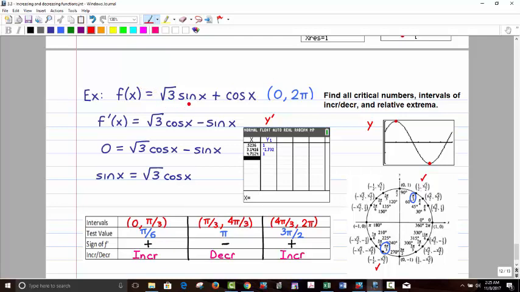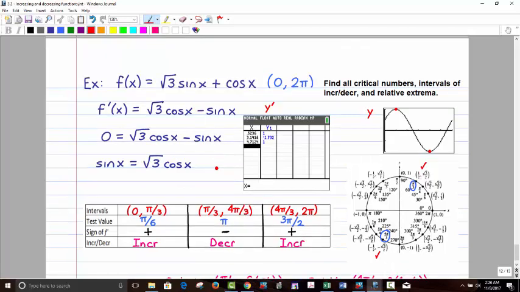So this one, take the derivatives: the derivative of square root of 3 sine x will be square root of 3 cos x. The derivative of cos x will be negative sine x. So square root of 3 cos x minus sine x, you set that equal to 0, which gives me sine of x equals square root of 3 cosine of x.